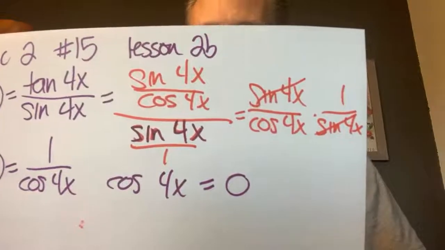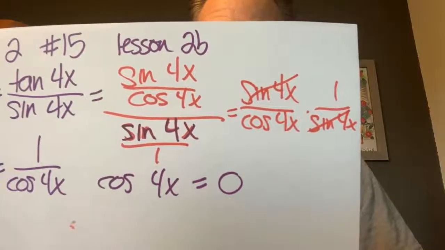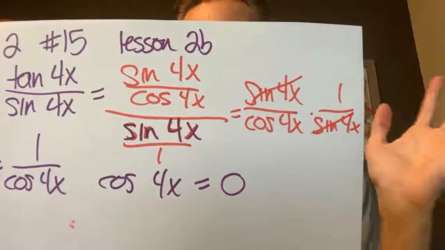So a vertical asymptote basically happens when the denominator is equal to 0, generally speaking. So that's when cosine 4x is equal to 0. And that's a little tricky to actually figure out. But that's the statement we're trying to find the x value for, cosine 4x equals 0. So that's the algebraic piece right there.